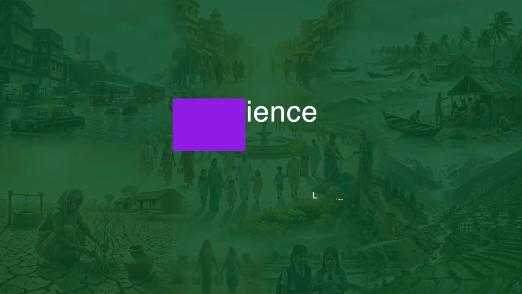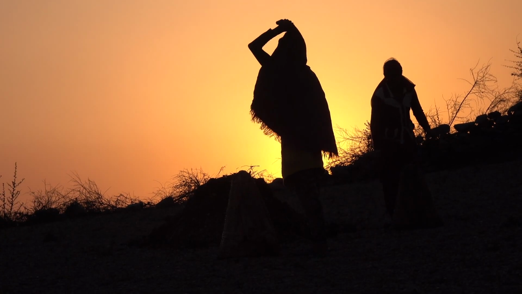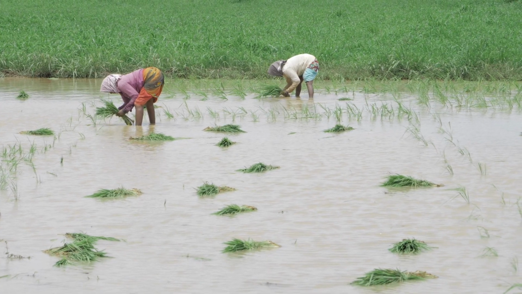The second one is resilience of livelihood. Livelihood resilience is the ability of a community to bounce back from catastrophes and other shocks. So communities that have a lot of different ways to make a living are better able to handle economic stress and recover after the disaster.